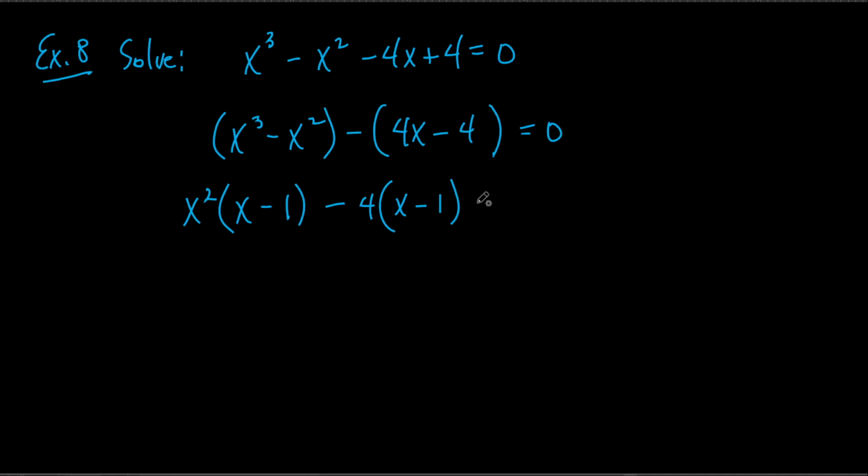We good with that? Equals 0. Now, they rigged this thing, didn't they? Because look, now you have something in common with both of these terms. And x minus 1 is in common with both of these. So we've done two factorings already, and now we're going to do another factoring. It's just a greatest common factor.